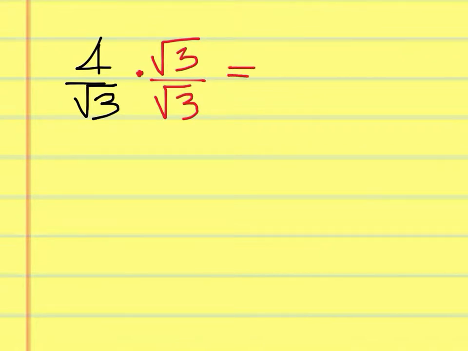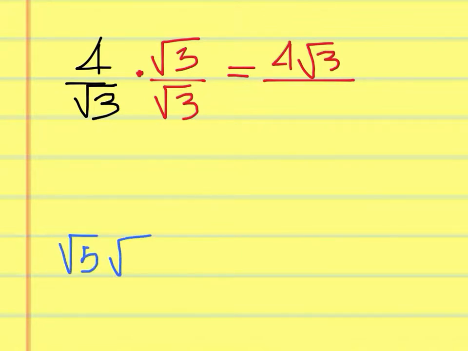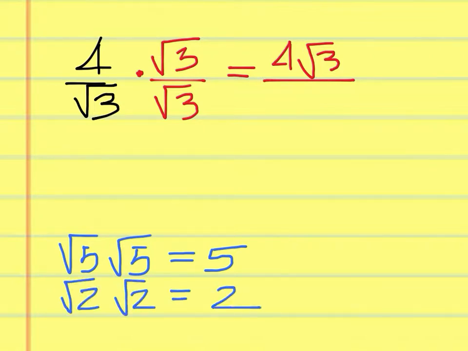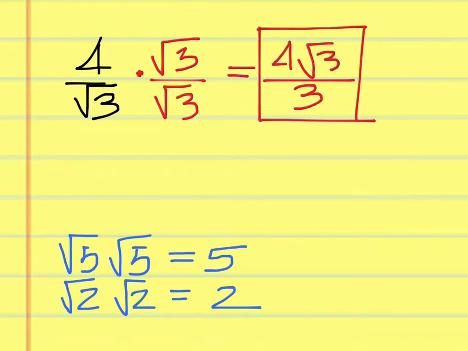And then on the top you'll have 4 square root of 3, and on the bottom you have something that causes many people fits. If I had the square root of 5 times itself, my answer is 5. If it were square root of 2 times square root of 2, the answer is 2. Anytime you times the square root by itself, you'll get that number under the sign. So in this case, we would have a 3 on the bottom. There is nothing more you can do to this. The answer is 4 square root of 3 over 3.